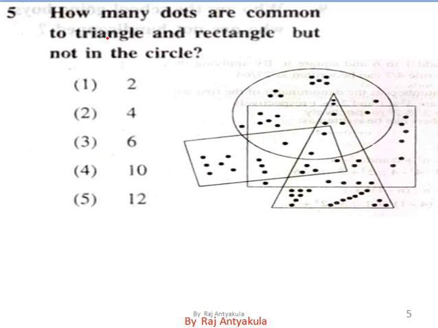Now go for the fifth question. How many dots are common to triangle and rectangle but not in the circle? The question is, it has to be common in triangle and rectangle. First of all, what is the common part in triangle and rectangle? This is the common part for triangle and rectangle. Okay. And what is given? It shouldn't be in the circle. So this part has to be ruled out. So the part common to rectangle and triangle only is this. How many points are there? 1, 2, 3, 4. So the answer is option 2.